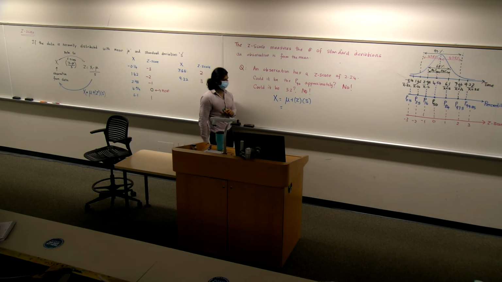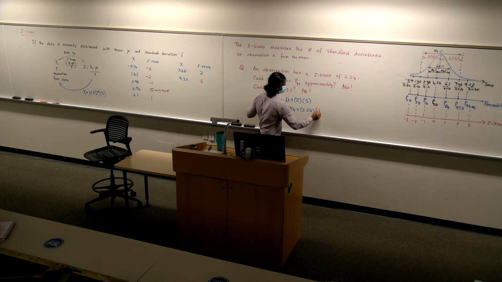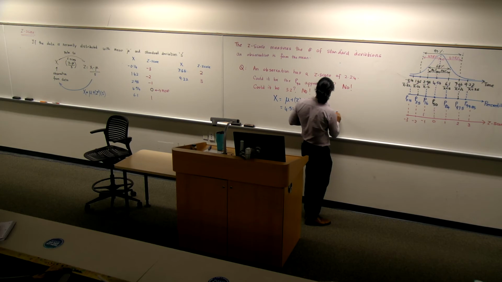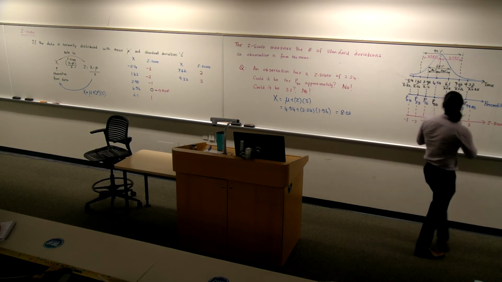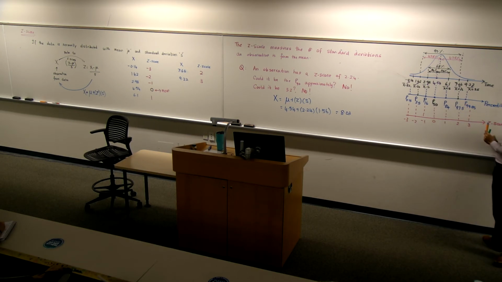What is mu? The z-score is 2.24. Standard deviation is 1.56. And what do we get? 8.03. 8.03 lies between 7.66 and 9.22. That's exactly what I said earlier. So it has to lie between those two percentiles.